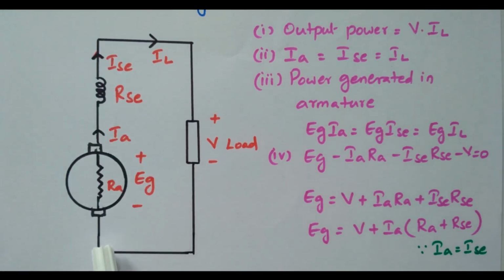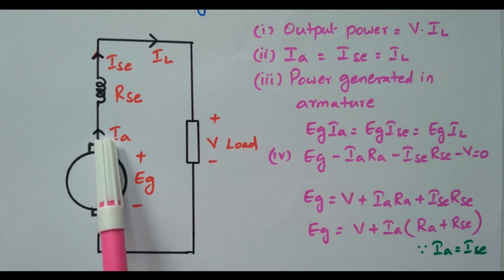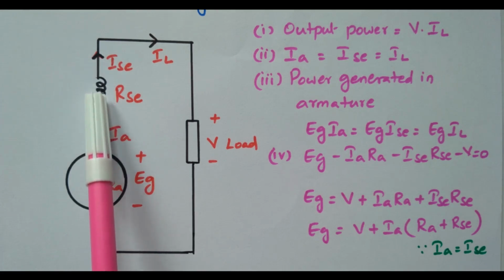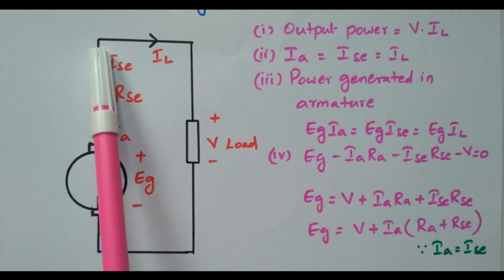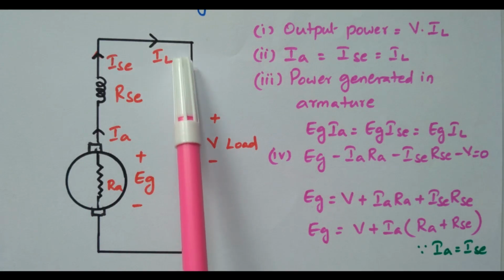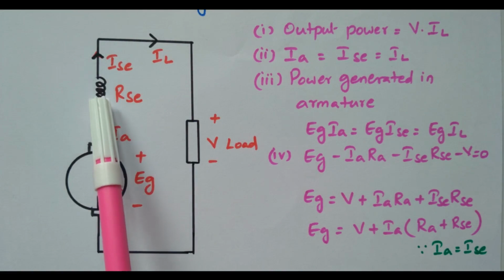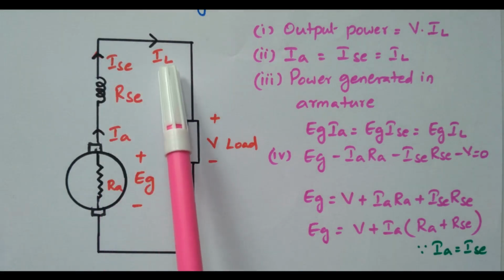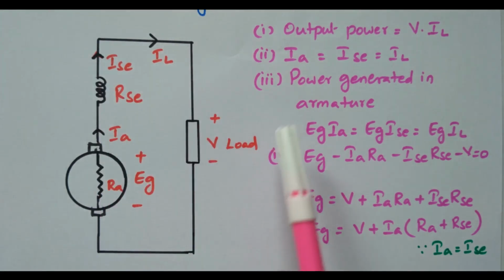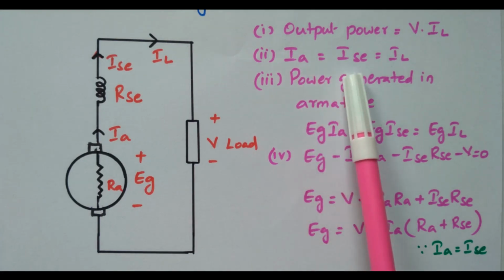In the previous type it was connected in parallel. Now it is connected in series. So what will happen here? The armature current IA is equal to ISE, the current flowing through the series field winding, and it is also equal to the load current. So only one current is available. The armature current, the current through the series winding, and the load current are all equal. That is given here: IA equals ISE equals IL, right?